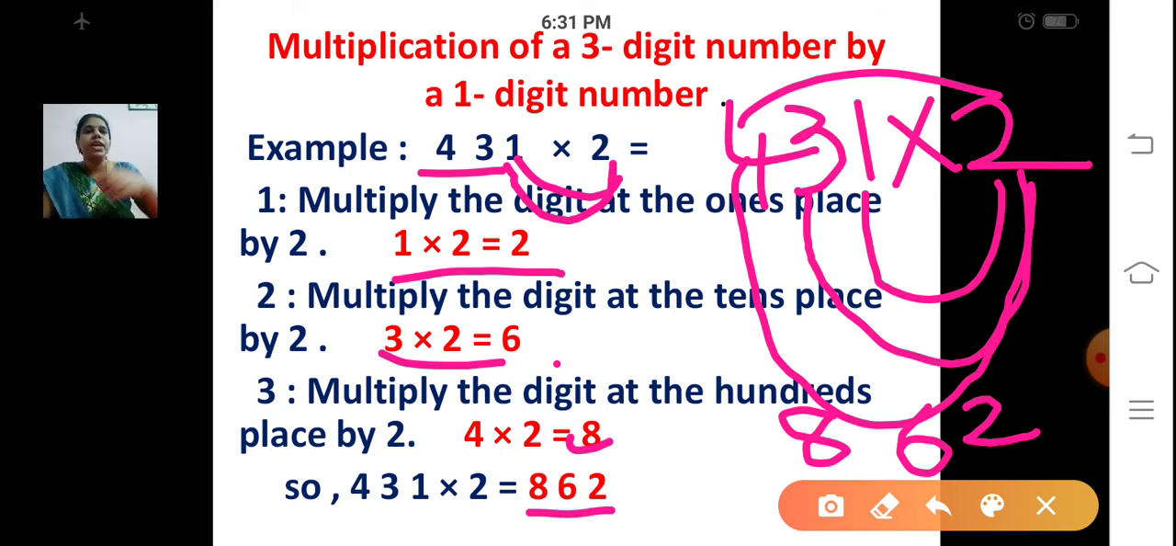I'll repeat it one more time. 431 into 2. First multiply the digit at the ones place by 2. So 1 two is 2, right at the last, that is the ones place. Then the tens place. Multiply the digit at the tens place by 2. 3 twos are 6. Then multiply the digit at the hundreds place by 2. 4 twos are 8, in the hundreds place. So the answer is 862. This is the horizontal method of multiplication.